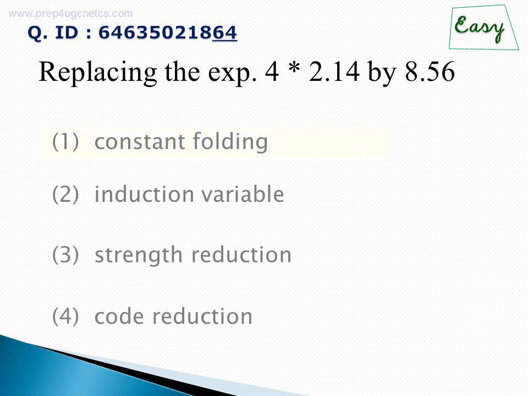In the given code fragment, 4 into 2.14 can be evaluated at compile time and replaced with the constant 8.56. This is known as constant folding, and it is part of compiler code optimization techniques. An exclusive video on compiler code optimization techniques is available. The same is given in the I button.